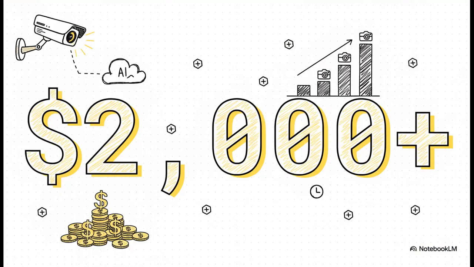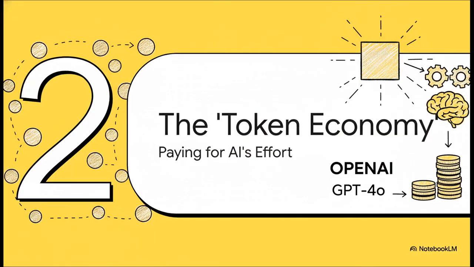Yeah, let's put a real number on that mountain. Get this. According to Tokensense, a small business, we're talking just 10 cameras, could be looking at a bill of over $2,000 a month. And listen, that's just for the AI part. That doesn't even count the cameras themselves, the data storage, or anything else. It really shows you how fast these things can get out of hand if you're not paying attention.